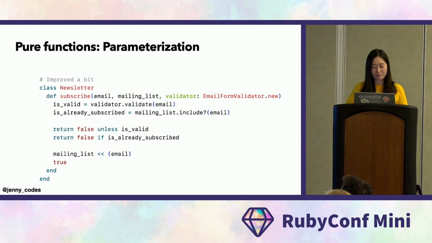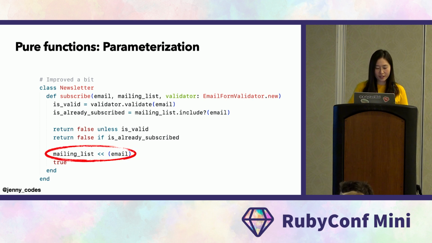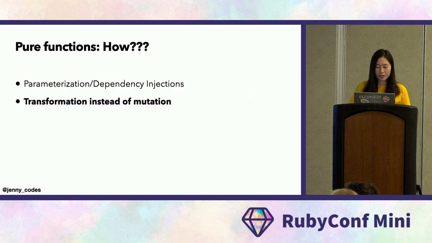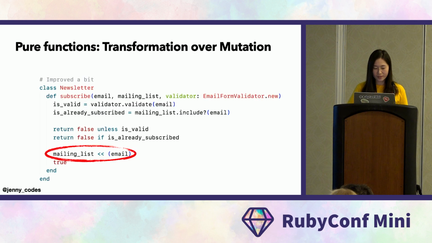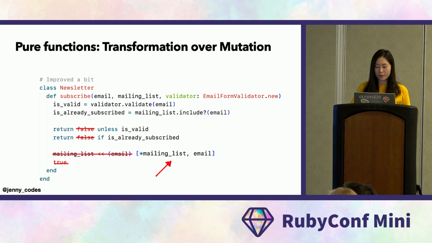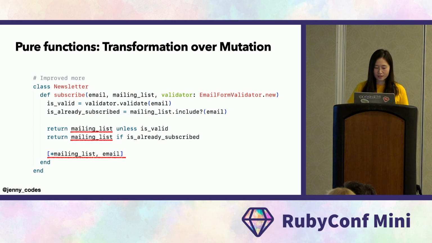So that's good, but it is still not pure. We see that the mailing list is still mutated. We are still implicitly talking to the environment. So that brings us to the second tip on how to make our functions pure: transformation instead of mutation. Instead of relying on mutating the list to make a change, we can create a new mailing list and return that instead. So it looks like this.